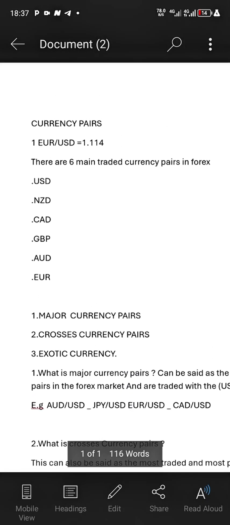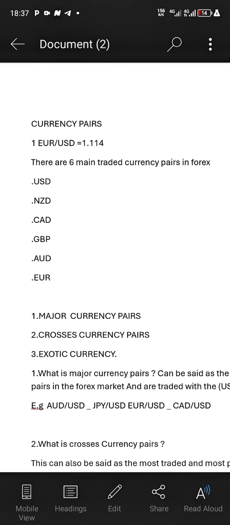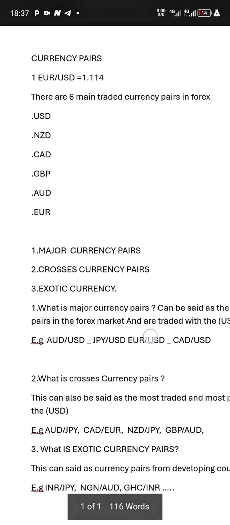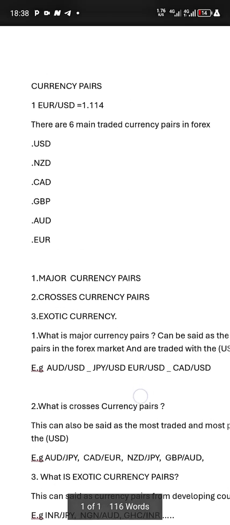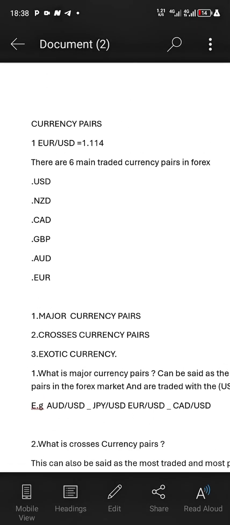Today we're going to be talking about currency pairs. Like I said, we'll be talking on some topics in this forex. Now we are on currency pairs. We're still on currency pairs.